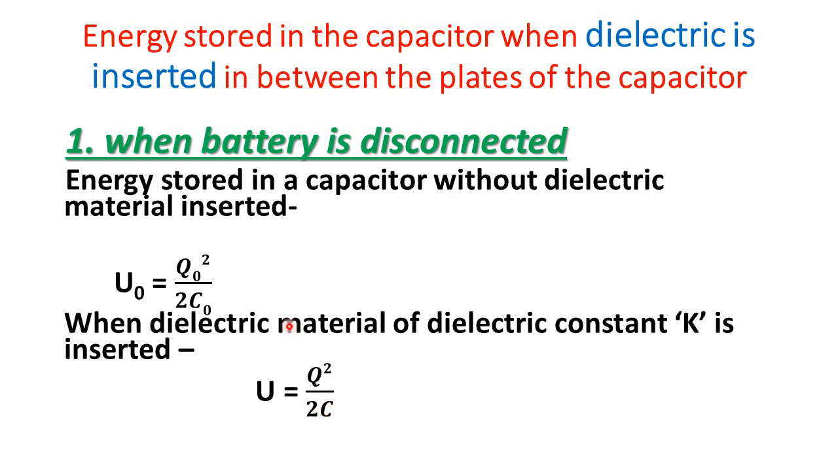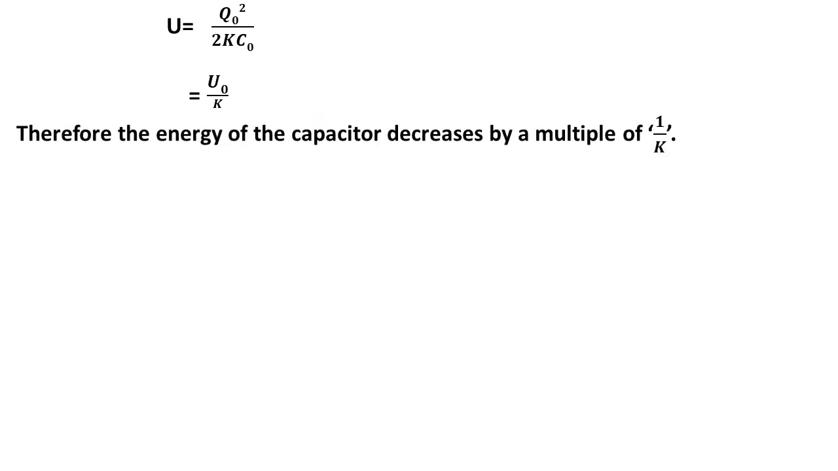As you have studied in previous topics, when dielectric material of dielectric constant K is inserted in between the plates of the capacitor, its capacitance becomes K times C naught. So C will be replaced by KC naught. If we replace C by KC naught, we get U is equal to U naught by K. So its potential energy is reduced by a factor of 1 by K. By a multiple of 1 by K, its potential energy decreases when dielectric material is inserted in between the plates.